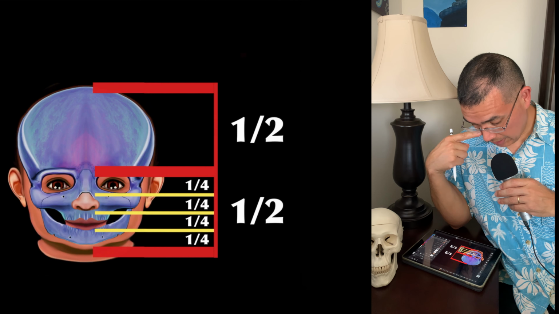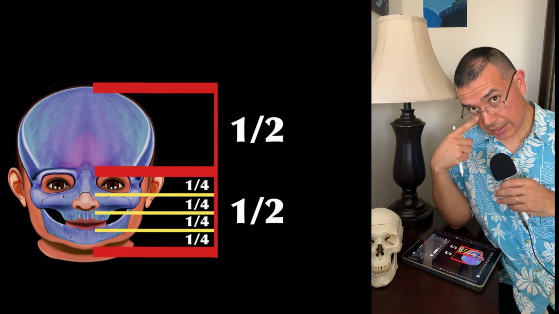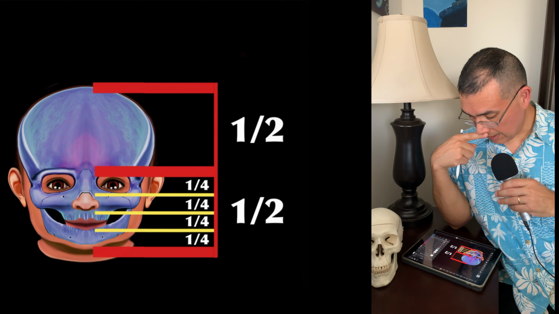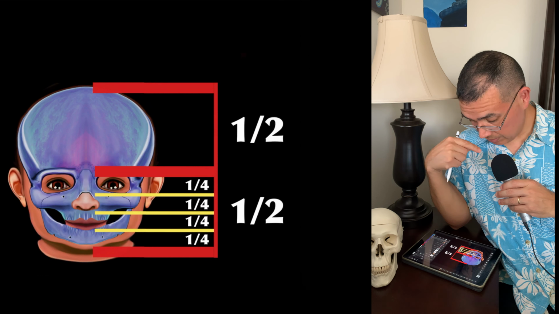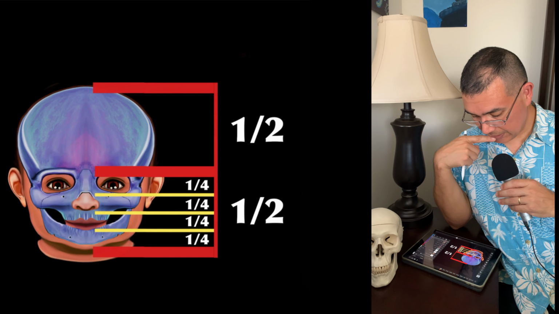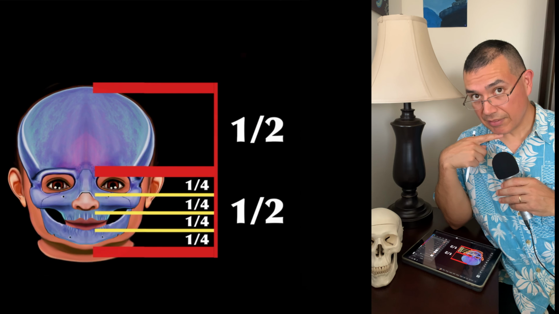Then below that, the next quarter is the inferior orbital rim, just below the eye. The next quarter is the subnasale, that's below the nose. The next quarter is below the lips. And then you have the chin.